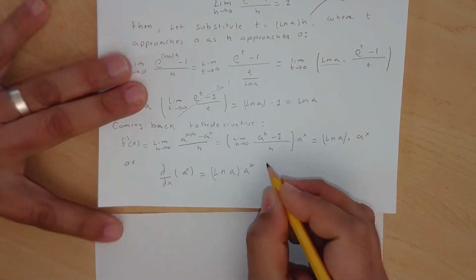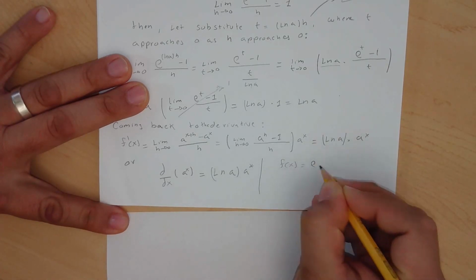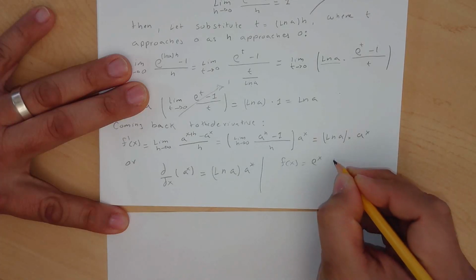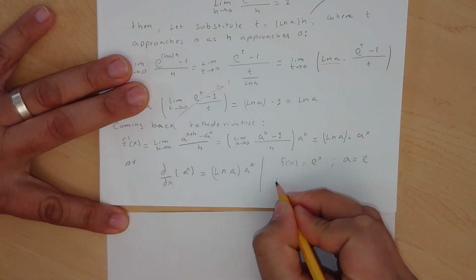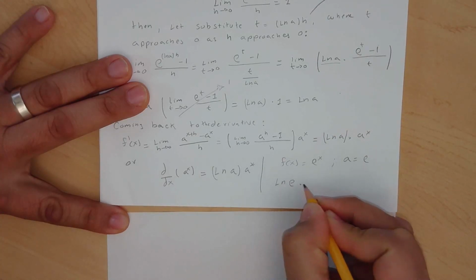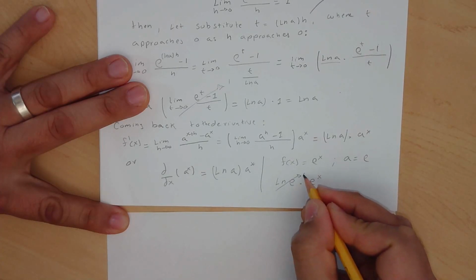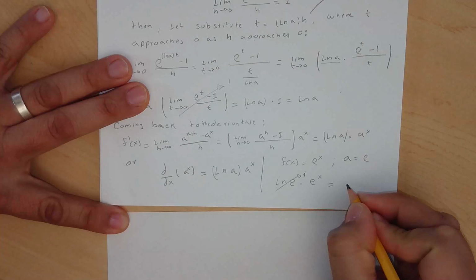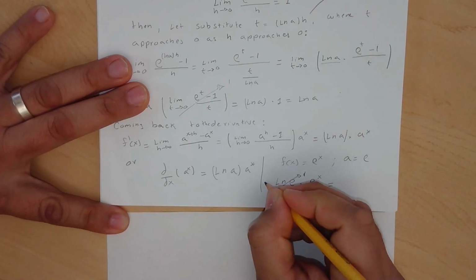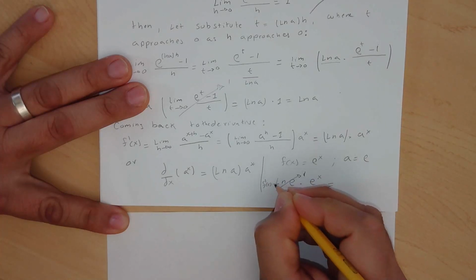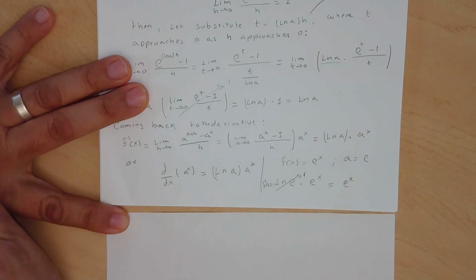And by the way, if we have f of x equal to e to the x, in this case a will be e, right? So the logarithm of e times e to the x, this is 1, right? So we will have that, I'm sorry, f prime of x will be e to the x.